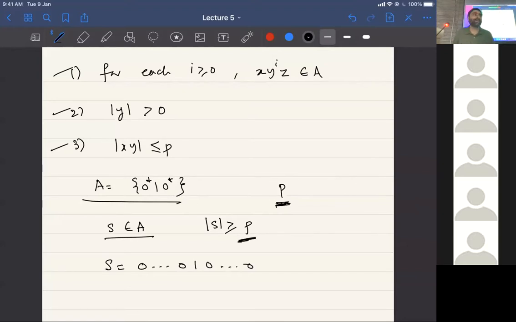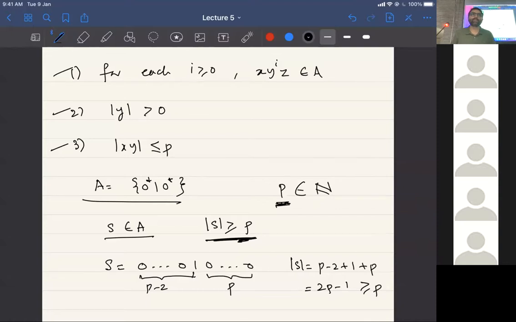The only condition we need to care about right now is that this string S must be of length at least P, okay? And we do not know what this P is. So we can say, imagine we have P minus two zeros here. And imagine we have P zeros. Doesn't matter how many zeros we have. P zeros. Okay. So what is the length of S here? P minus 2 plus 1 plus P, right? Which is equal to 2P minus 1. 2P minus 1 is greater than or equal to P, right? Since P is a natural number, 2P minus 1 is greater than or equal to P, for sure. So this condition is satisfied.